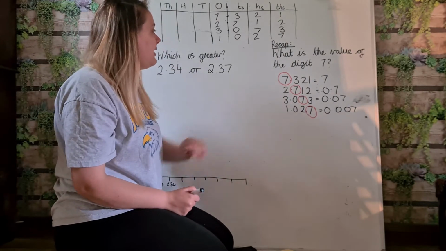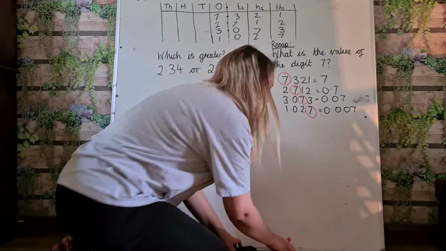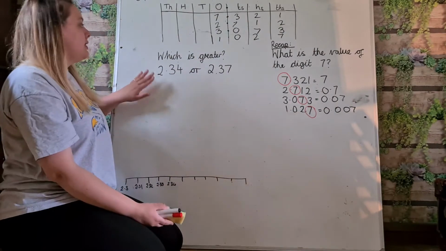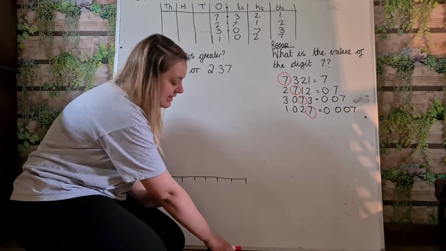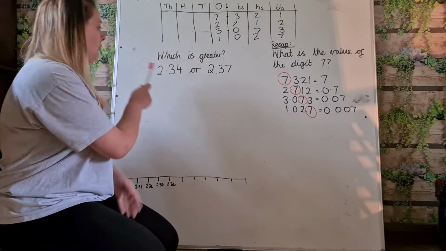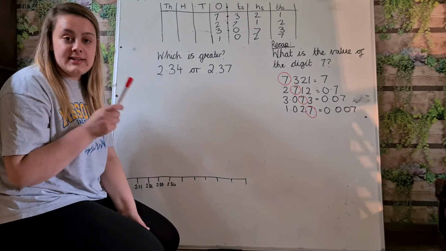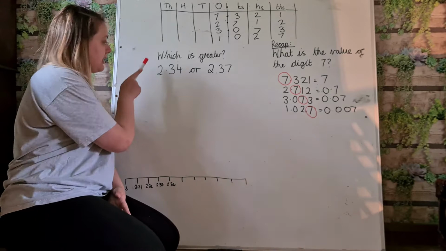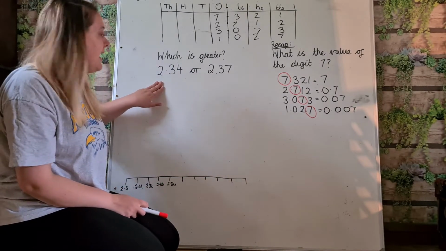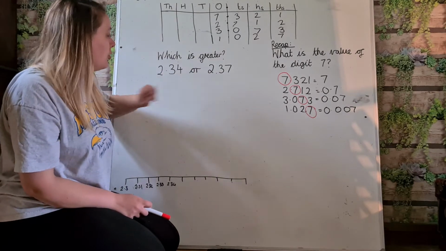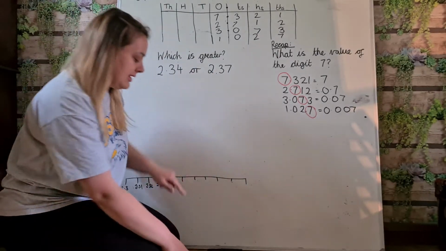Okay, so now that we've had a bit of a look at that, I want us to move over to this. So today you're going to be looking at comparing decimals. So the first set of questions that you are going to be answering is going to be, which is greater? And you will have 2 decimals to compare. So we've got 2.34 or 2.37.